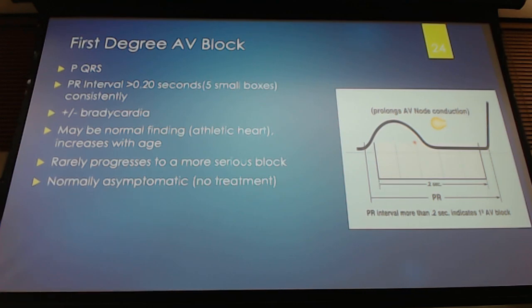Which means what's happening? Where is something happening? The AV node. For some reason, the AV node is taking longer to depolarize. That slight delay that we normally see before the depolarization goes down to the ventricles is a little bit longer than it should be, which is going to be seen on that PR interval. So it's longer than it's supposed to be. Again, a lot of times, there's nothing to do about it.